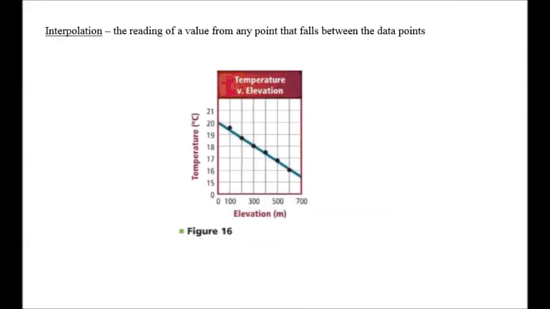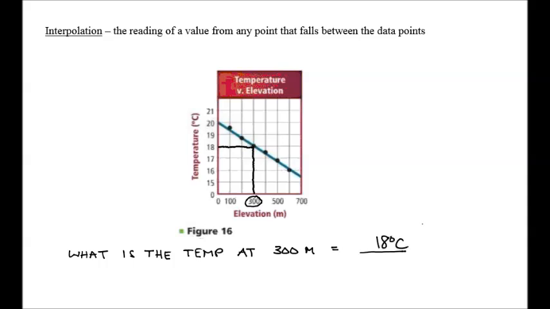When you interpolate, you are actually reading a value from the graph. What is the temperature at 300 meters? So we find 300 meters, follow it up to the graph line, follow it to the left, and we see that the temperature will be 18 degrees Celsius.